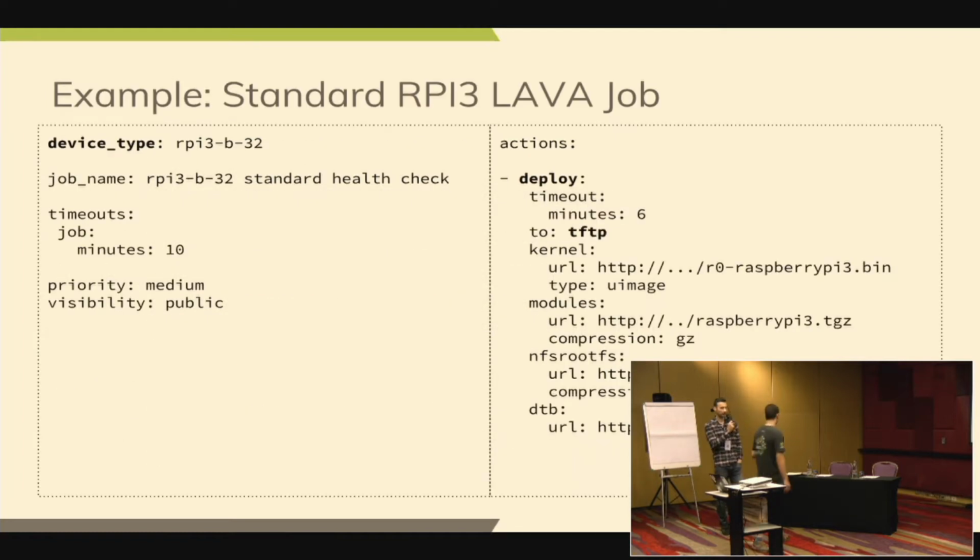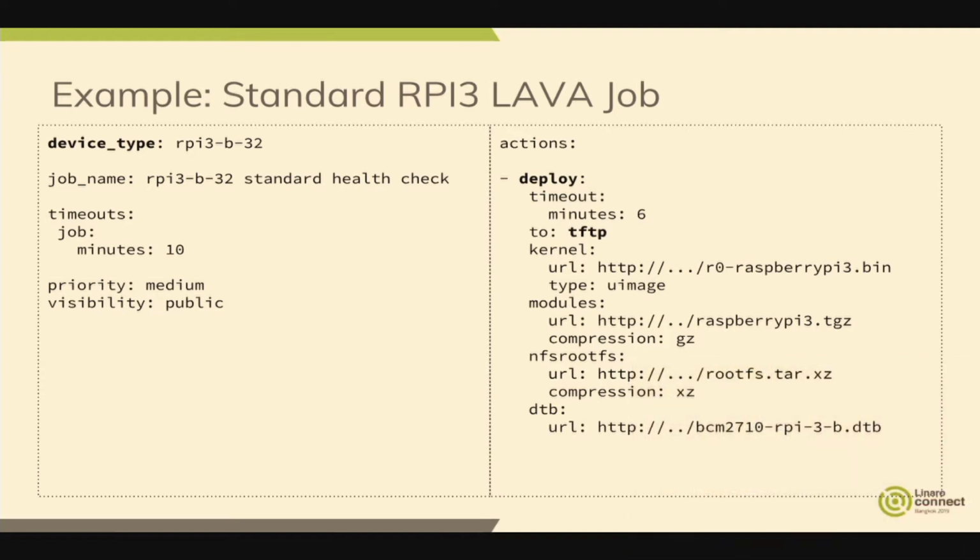Yeah, so here is a simple example of a Lava job on a Raspberry Pi. This is in YAML format. First, on top, we have some metadata. We have the device type on which we want to run the test job. Here we want to run it on a Raspberry Pi 3. We have some other information like the timeout, the priority of the job, and the visibility on the UI interface.